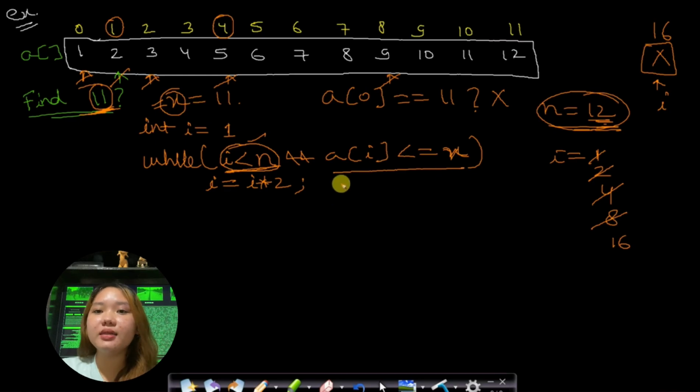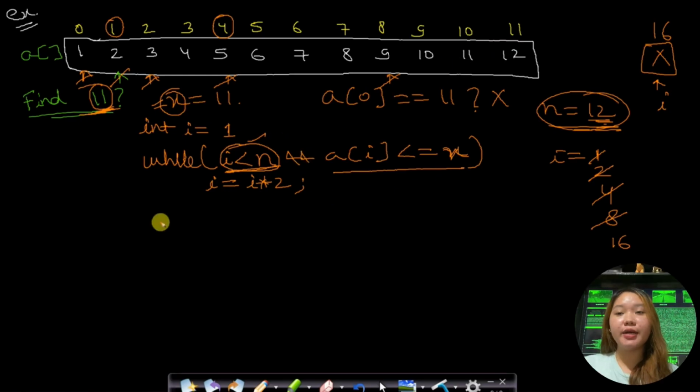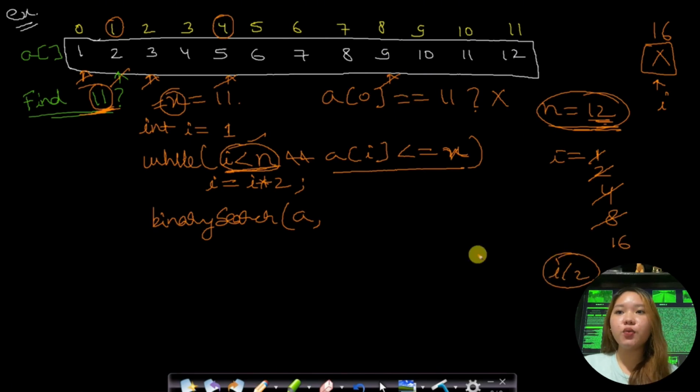And you want to find this 11. Now, what we will do is we will apply binary search. We will call binary search, and the array is A. The low value will be equal to I divided by 2, and I divided by 2 is 8. So, low value will be I divided by 2. High value will be minimum of I and n minus 1.